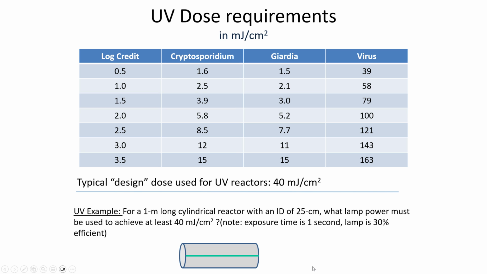And we assume that the exposure time is 1 second and the lamp is 30% efficient. Like the 1 second exposure time, you control that by the flow rate of the water into the reactor. We want to assume that the water particle is going to spend 1 second inside of that reactor. So if the exposure time is 1 second, then that means that we need 314.2 watts.